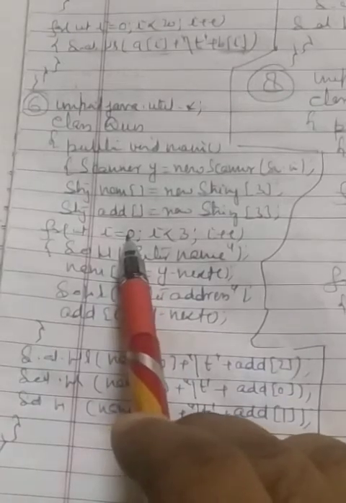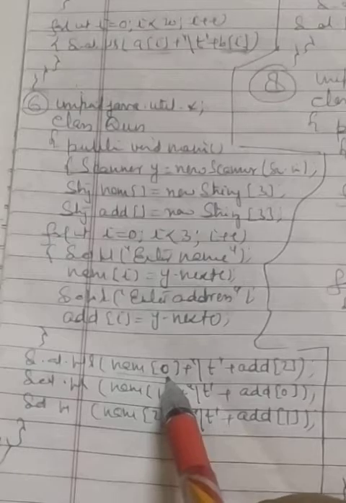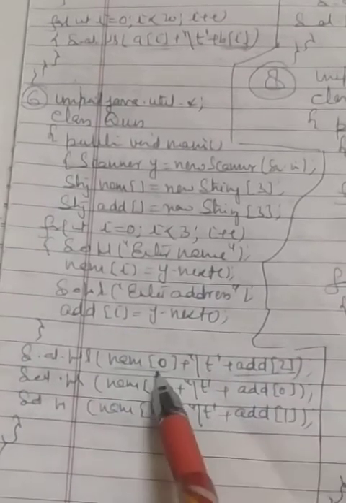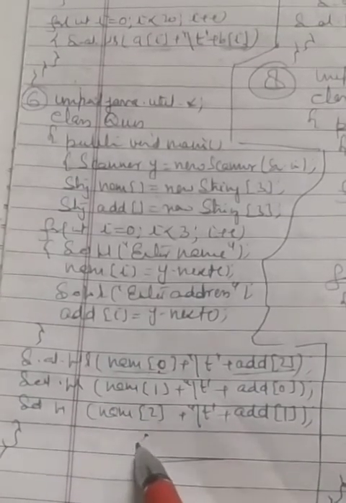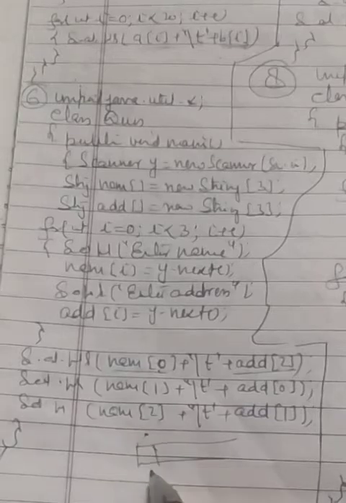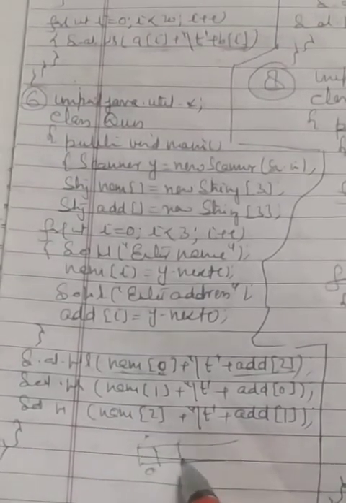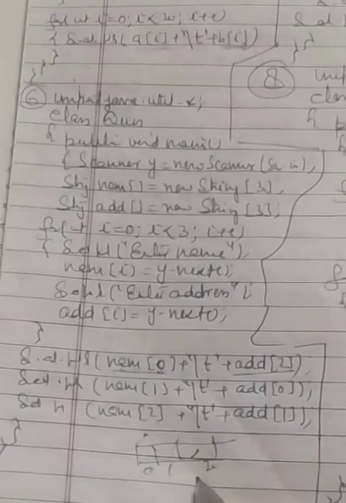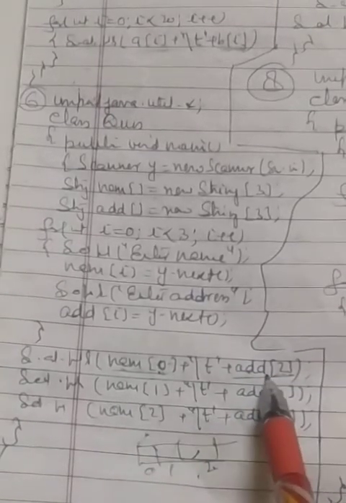Now it says that the first name should be printed with the third address. Separately, the first name is at NAM 0, the third address will be ADD 0. Remember that the first name is at NAM 0, and the first cell location is 0. So the first name NAM 0, the third cell, but the location will be 2, always one less, so ADD 2. The first name will be printed out with the third address.